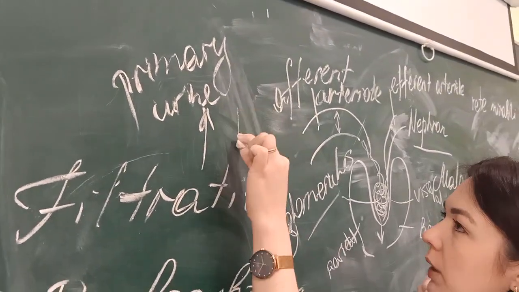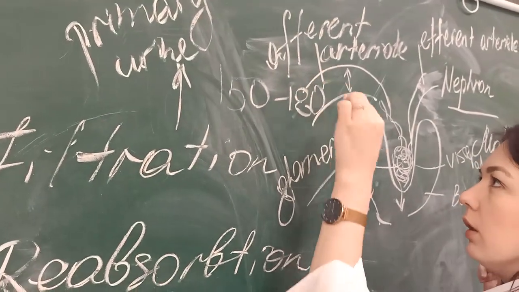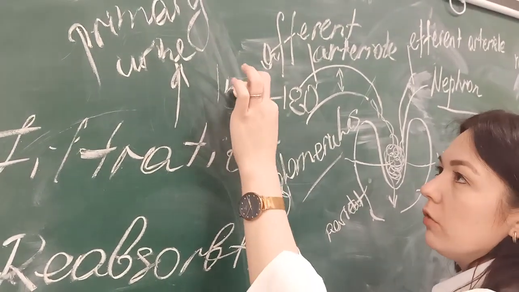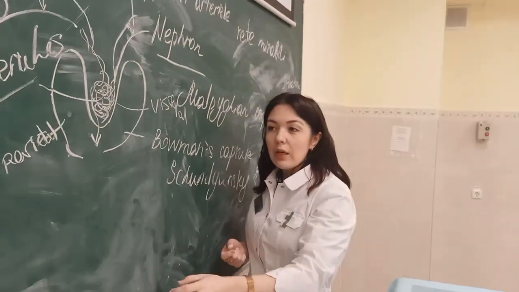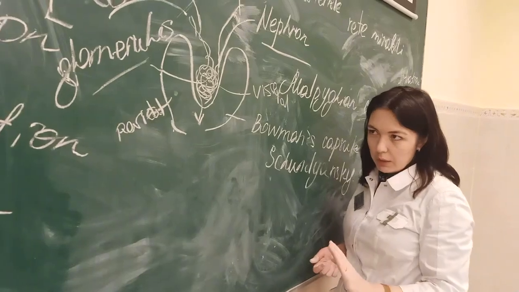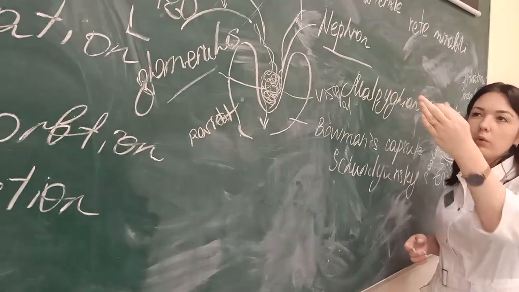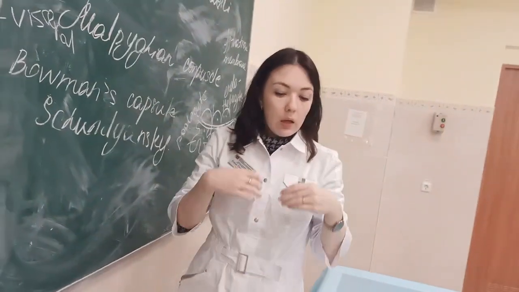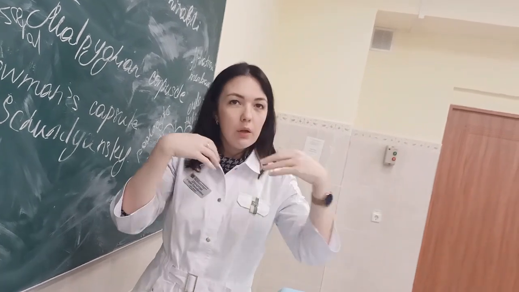And the amount of primary urine that is produced per day, so every day, is 180 liters. So obviously we don't have so many liters in our body, yes? It's because at the same time, reabsorption takes place in the other parts of the nephron. So what does primary urine contain? It's very close to plasma, yes? You know that blood consists of plasma and form elements, yes?